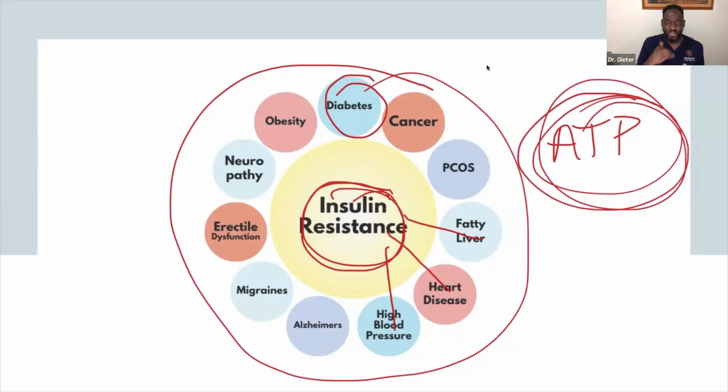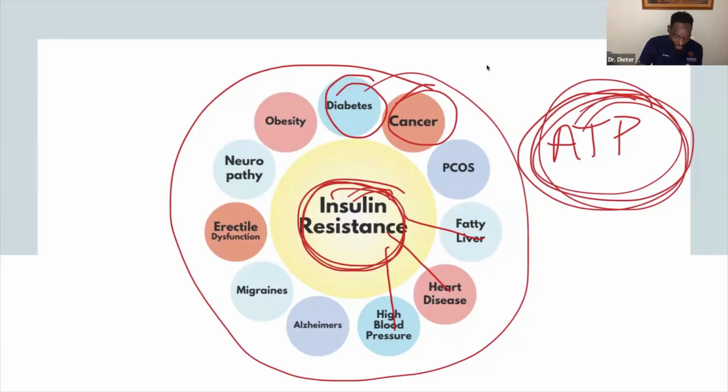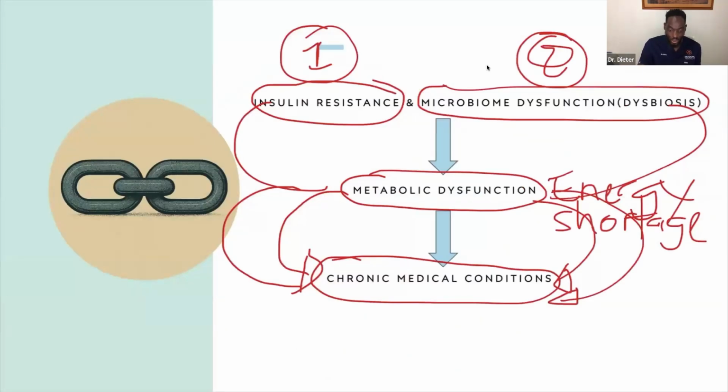So, this is just a depiction of some of the things that go wrong when your insulin is not working well. Cancer, only 10 to 30% of cancers are due to bad luck, genetic. The other 70% of cancers come as a result of energy deficiency. You don't have enough ATP because insulin is not working well. So that's one prong. We said that there are two things that contribute to the energy shortage. So we've talked about insulin resistance.